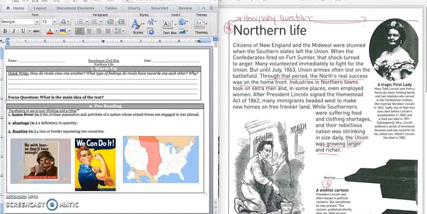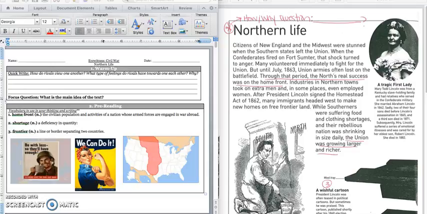Good afternoon, fifth grade. We are going to continue reading in our Civil War text. Today we're going to be comparing life in the North to life in the South during the war. But in our play posit, we are going to focus on Northern life.